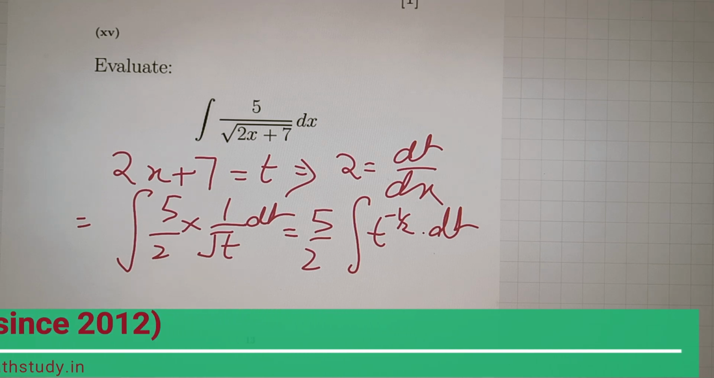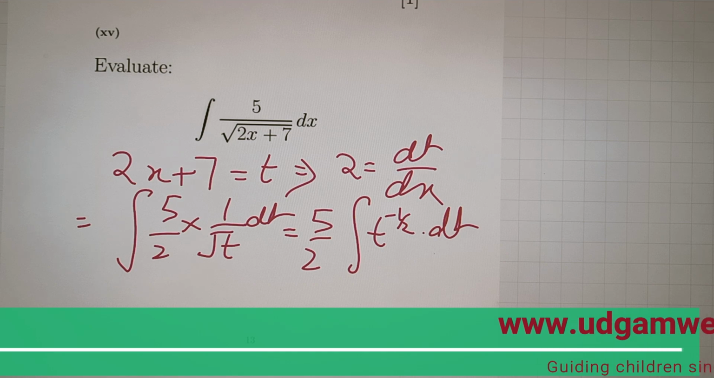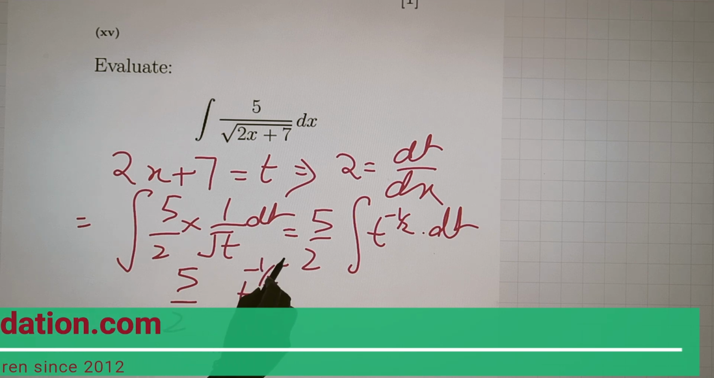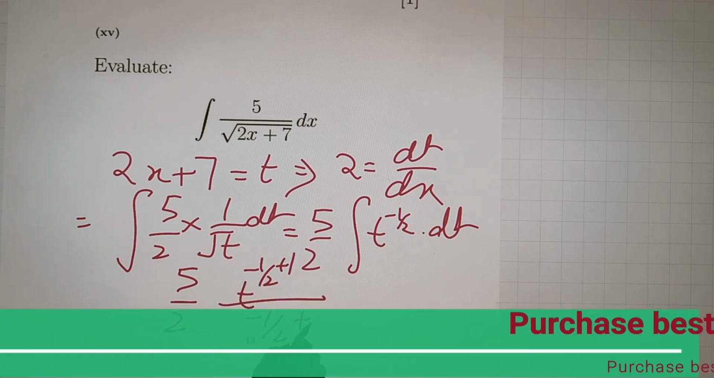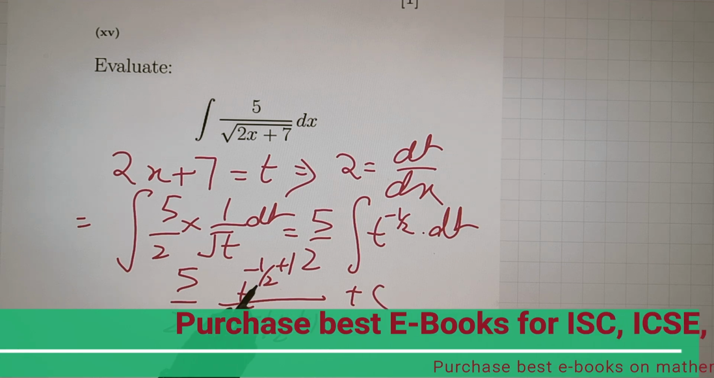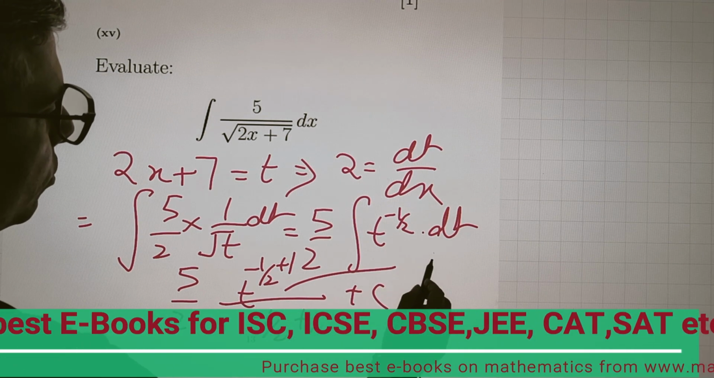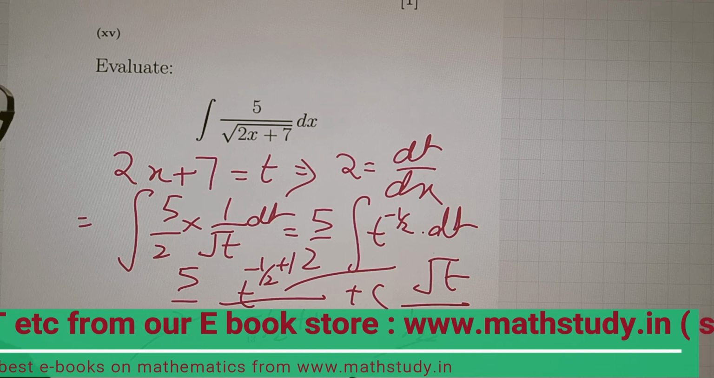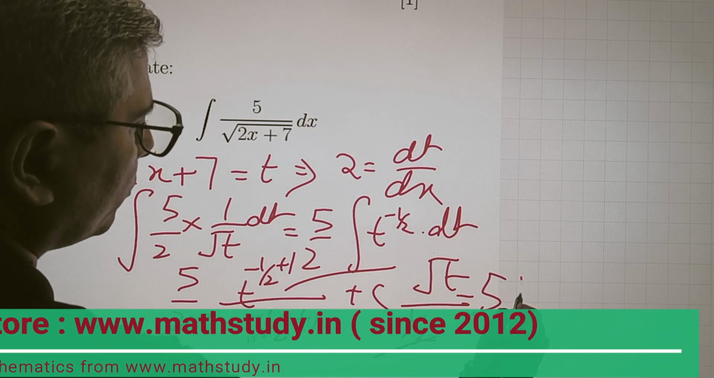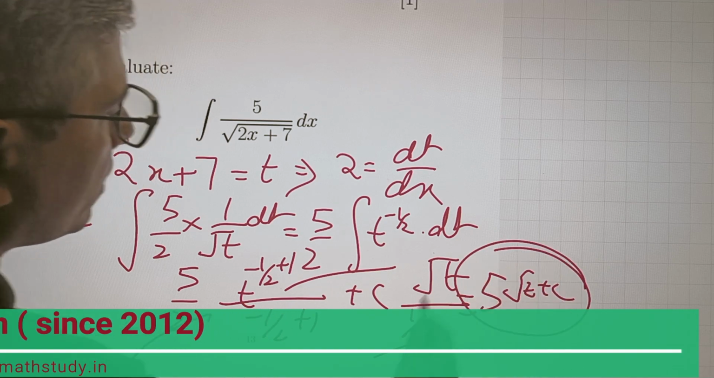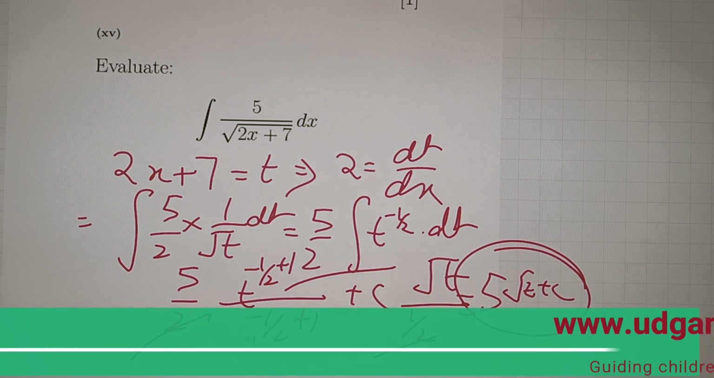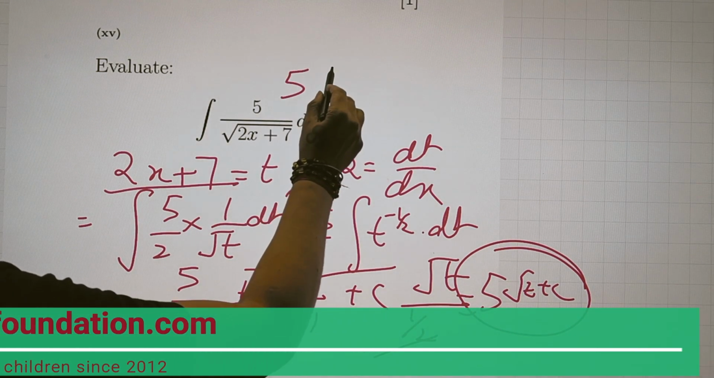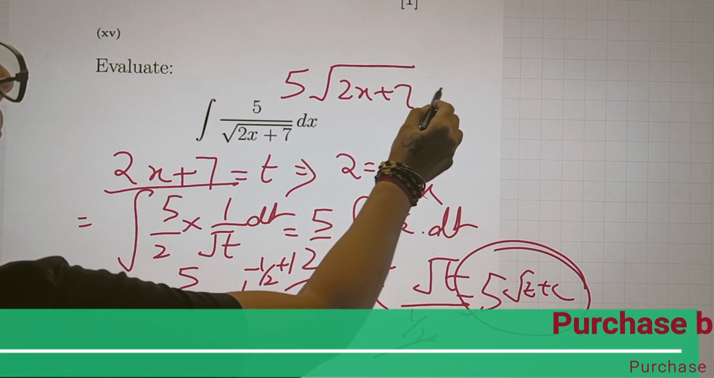Now we have a very simple integral here. So here we have t raised to the power minus half. We can write it this way, very simple, t raised to the power minus half plus 1 upon minus half plus 1, plus c. So t raised to the power half is nothing but root t. So root t upon 1 by 2, or we can simply cancel this out. So 5 root t plus c is our answer. You can simply substitute the value of t. t is what? 2x plus 7. So our final answer will be 5 into root of 2x plus 7 plus c.